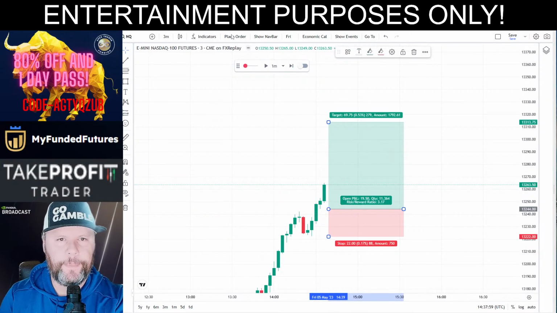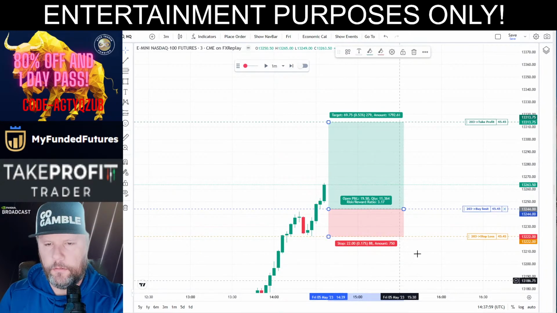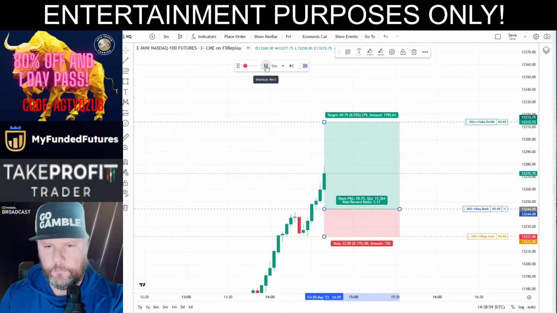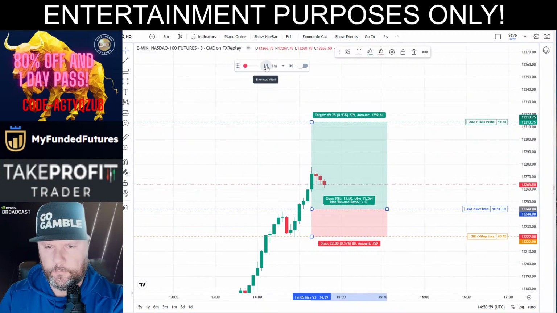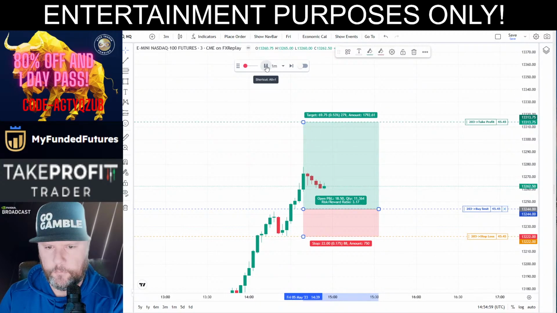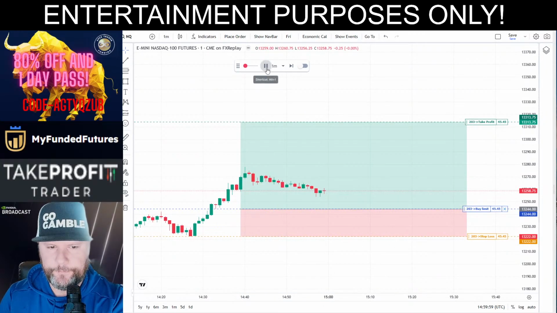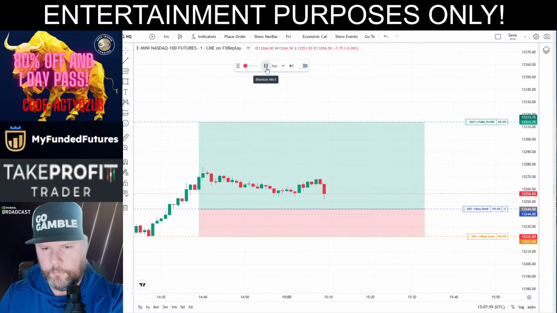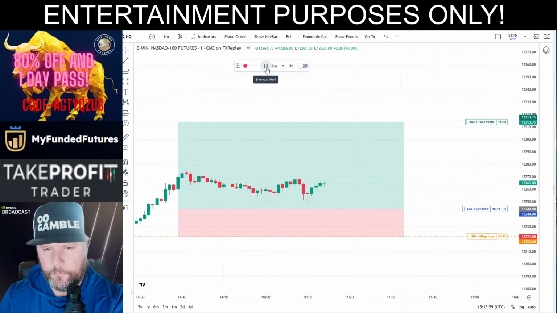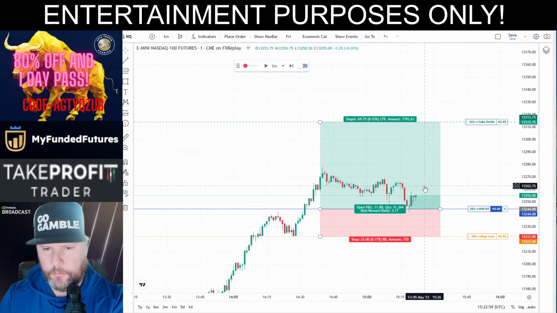What's up, range? So we'll see if we get tagged in here. Put this back on the 1 minute chart. All right, so we're tagged in there.